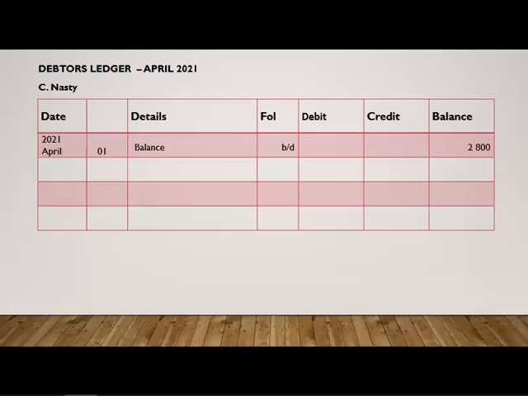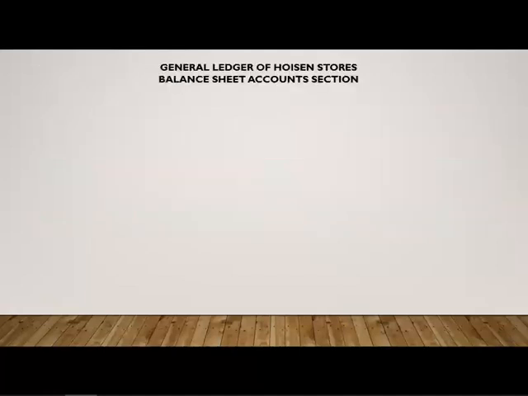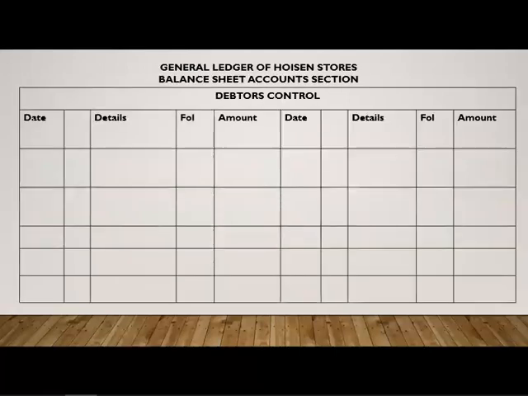The same amounts added together will be recorded in our debtors control account. Remember, your debtors control is simply the total that is owed to us by all our debtors. So in the general ledger at the beginning of the year, which is 2021 April 01, we will have balance brought down, and the total balance will be 4,000 rand. Okay, let's go back to the question.